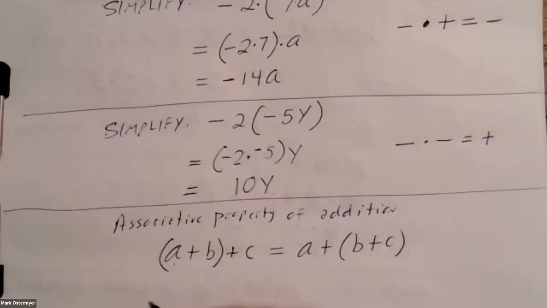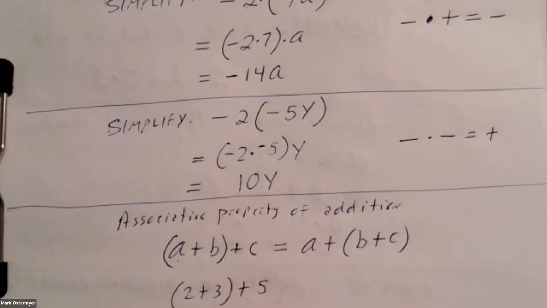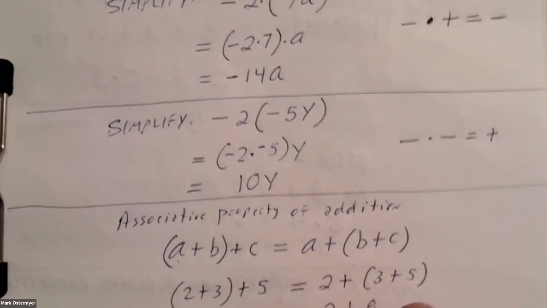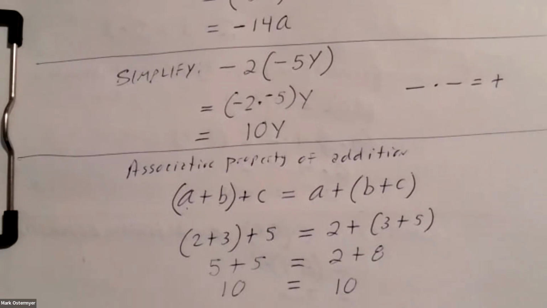That's always true. So if I have 2 plus 3 plus 5, add 2 and 3 together first, I'll have 5 plus 5, which is 10. Or what if I choose to add the 3 and the 5 together first? 3 plus 5 is 8. I'll have 2 plus 8, but I'll also get what? 10. Do you agree? We have equivalence there? That illustrates the associative property of addition.